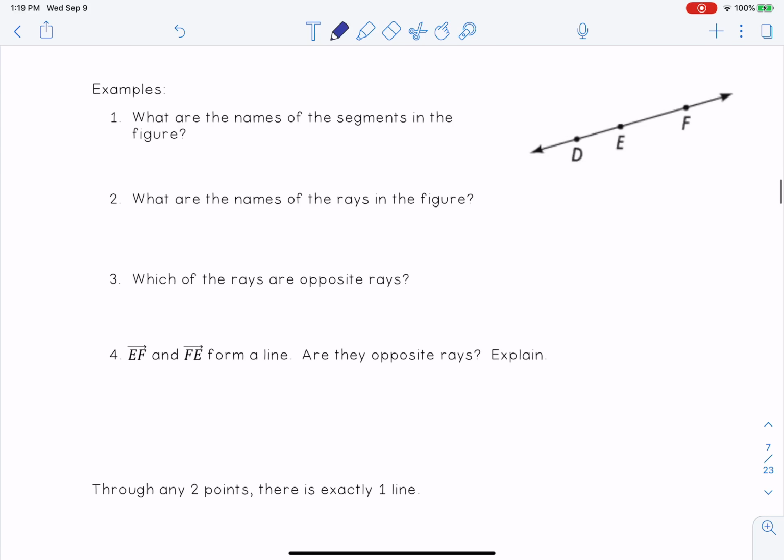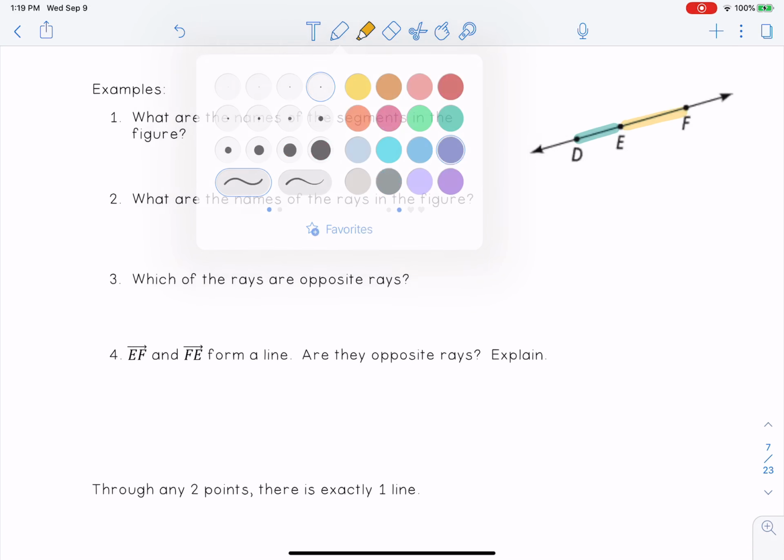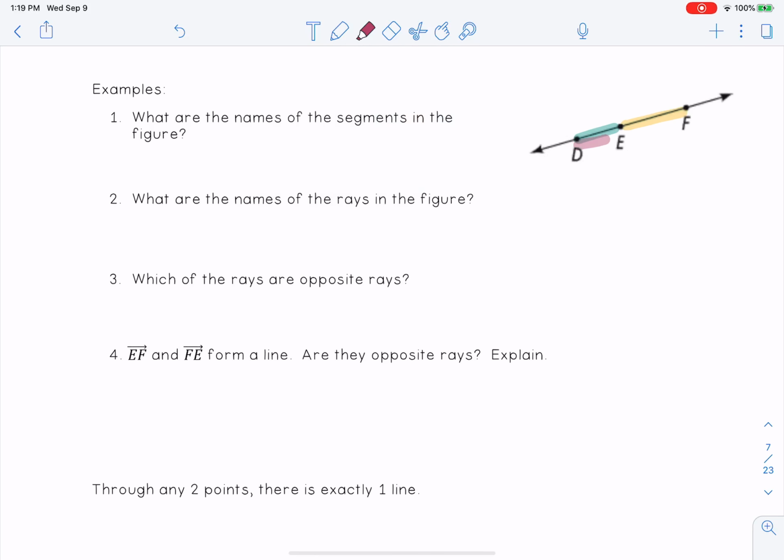Next up, I could look at some segments. So what are the names of the segments in this figure? As long as I pick 2 points and draw a line, I could draw one like this as well, that could be a segment. So I've got DE, I could switch the letters around. I've got EF, I could switch the letters around. I've got DF, and I could switch the letters around. And remember now, since it's a segment, I'm just going to use a straight line over it. I'm not going to put the arrows because it's just that little chunk of the line.